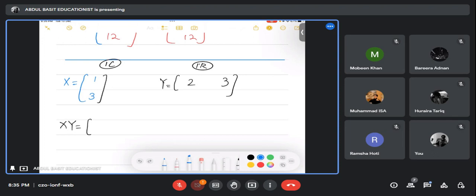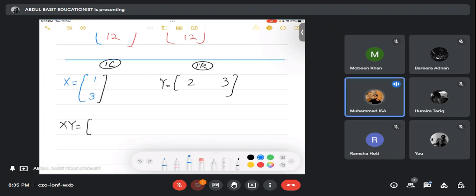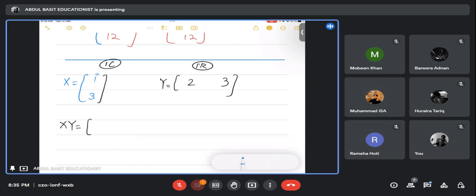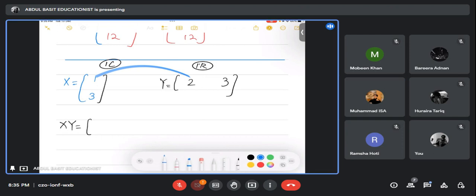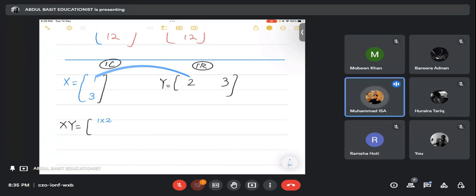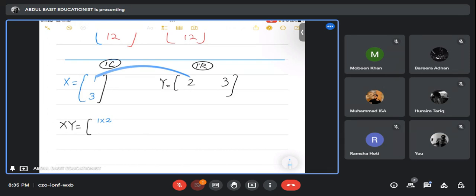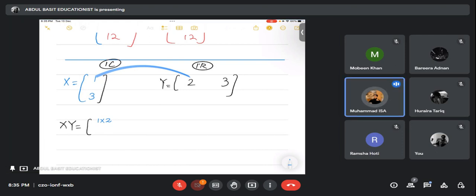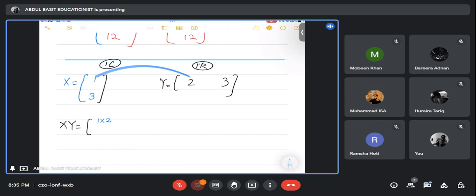Yes, Isa. Okay sir, 1 multiply 2. First row, first column, done. So 1 times 2 is 2. Are you done with the first row or not? No, sir, 1 multiply 3. No, that is enough, just one. We will not go ahead. First row, first column, done. Is this clear?